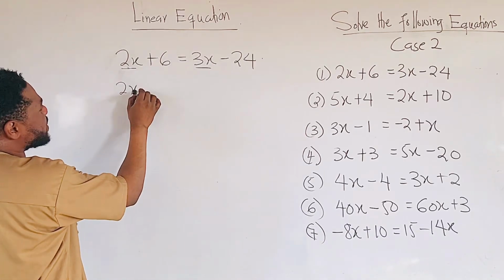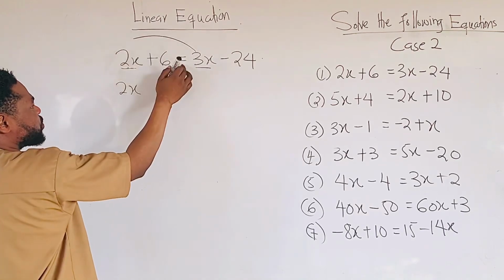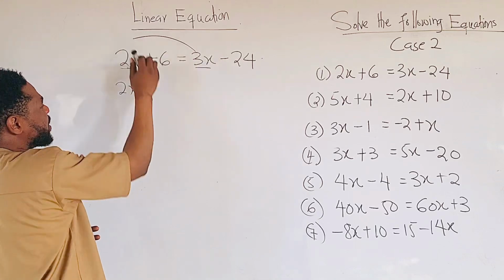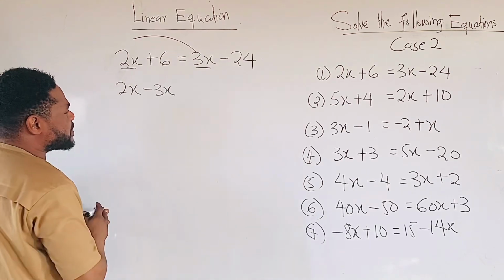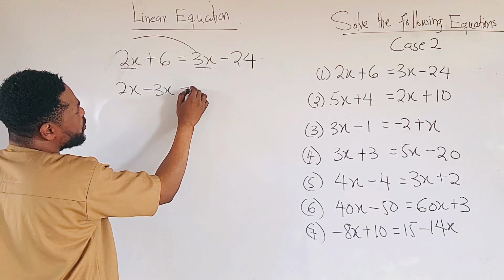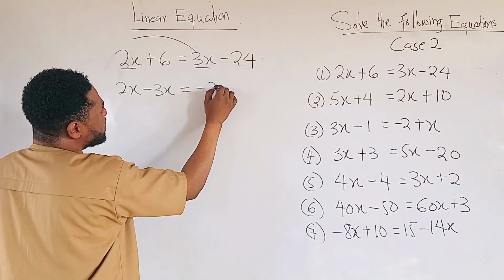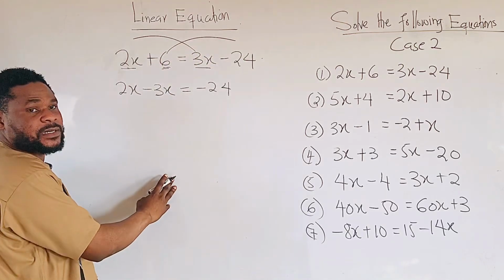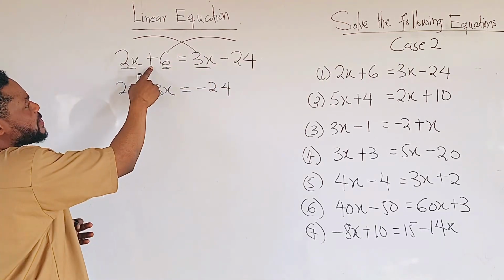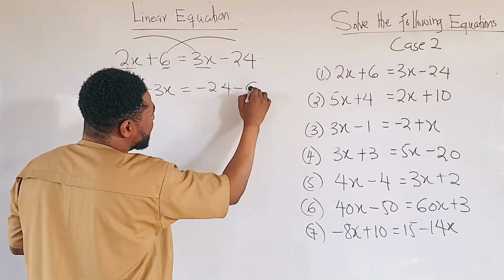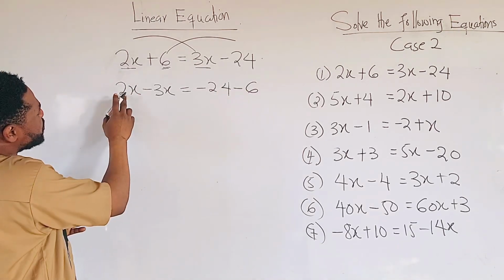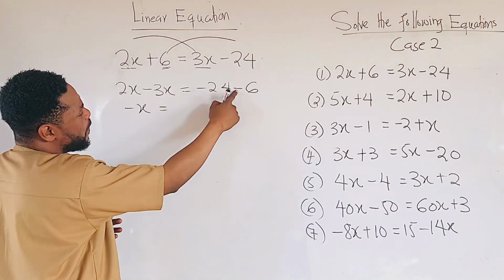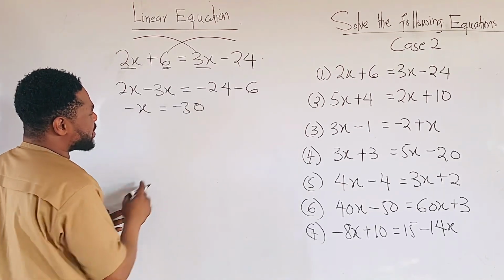We have our 2x here. We move our 3x to cross the equal to sign. This 3 here is positive, so when it crosses this sign, it will become negative. So we say -3x. Then we bring our equal to sign. We have our -24. All right. We are also going to move our +6 to the right hand side, and this is positive. So when it crosses, it will become negative. All right. So 2x minus 3x will give us -x, and -24 minus 6 will give us -30.